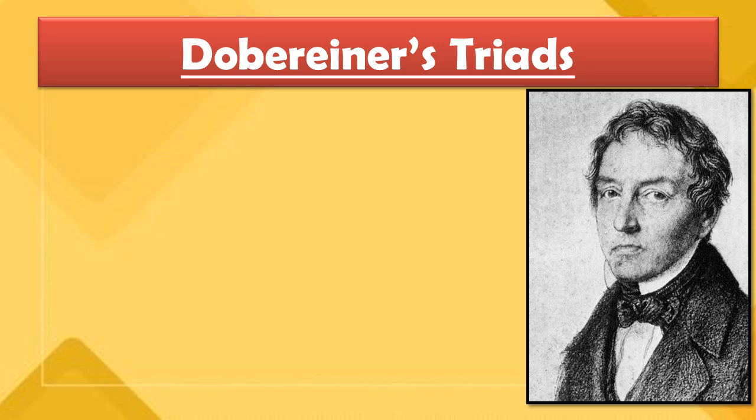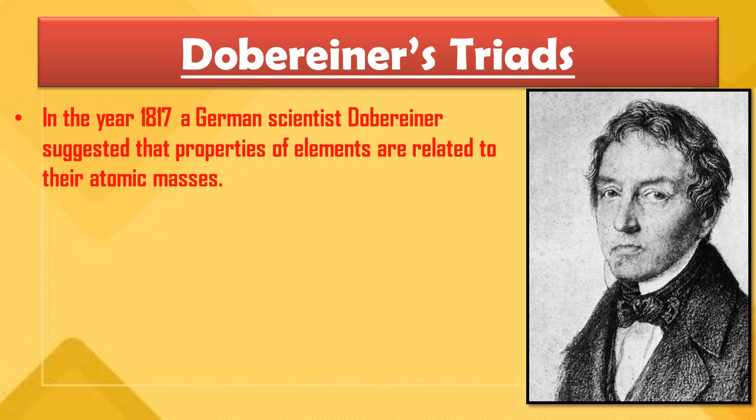Okay, so Dobereiner's Triads came in the year 1817. A German scientist, Dobereiner, suggested that the properties of elements are related to their atomic masses. Atomic mass is the mass of an atom, and we know that in an atom only protons and neutrons contribute to mass. So the sum of protons and neutrons gives us the atomic mass of an element.